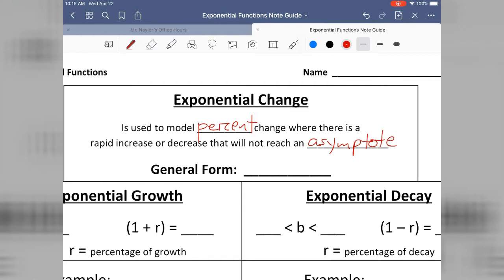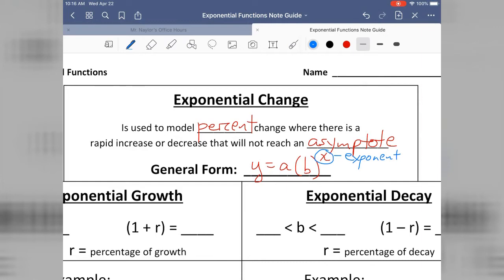Now, the general form for exponential change, it's a new formula. It's y equals ab to the x. Now, y equals ab to the x is pretty special because for the first time this year, we see x in a new place. X is in the exponent. And you see whenever the variable is in the exponent, you have exponential change.